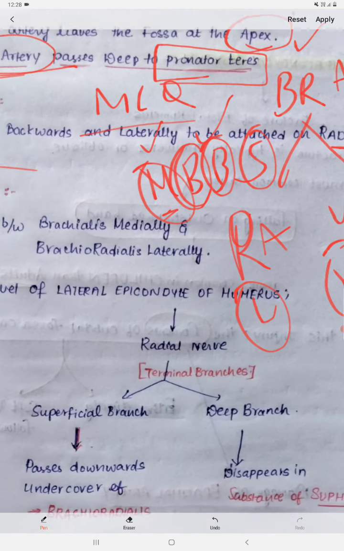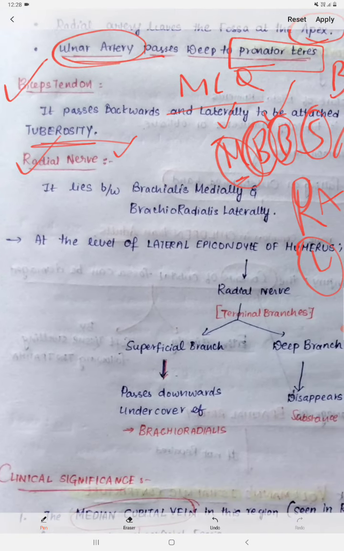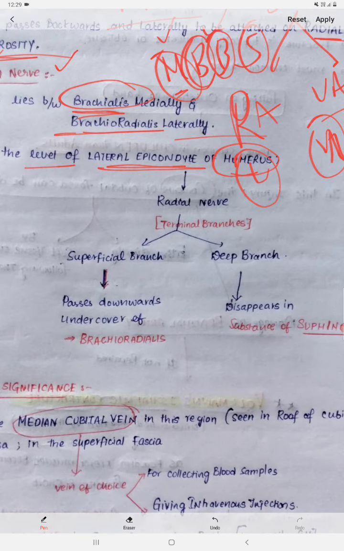And coming to the superficial branch of the radial nerve. The radial nerve actually lies in between the brachialis medially and the brachioradialis laterally. Okay, in between two muscles the radial nerve will be present. Then at the level of the lateral epicondyle of the humerus, the radial nerve will divide into a superficial branch and a deep branch.